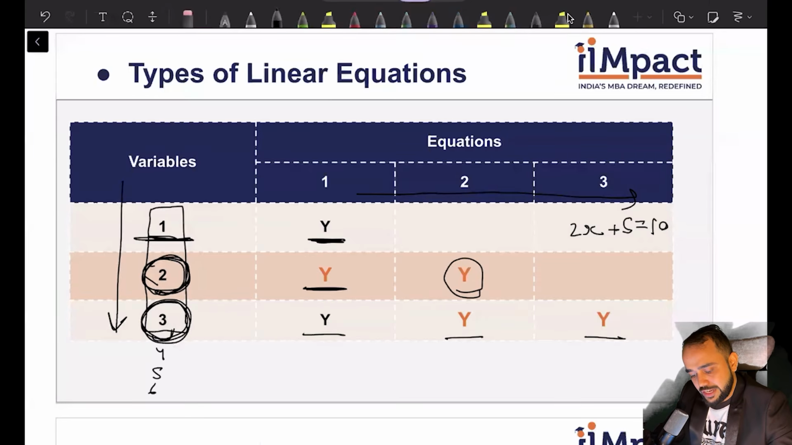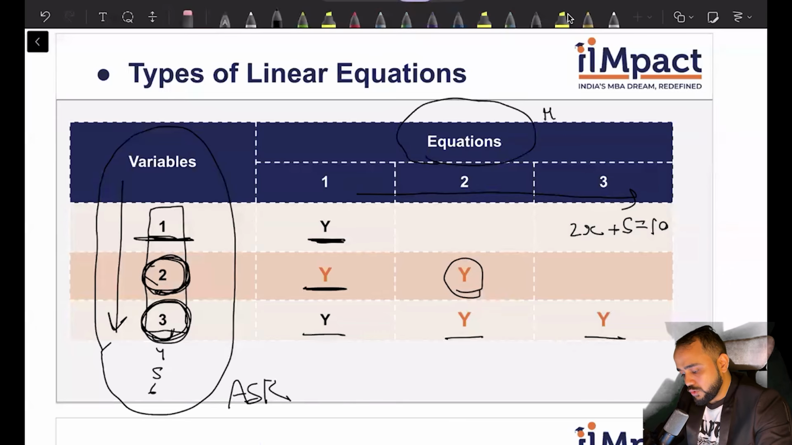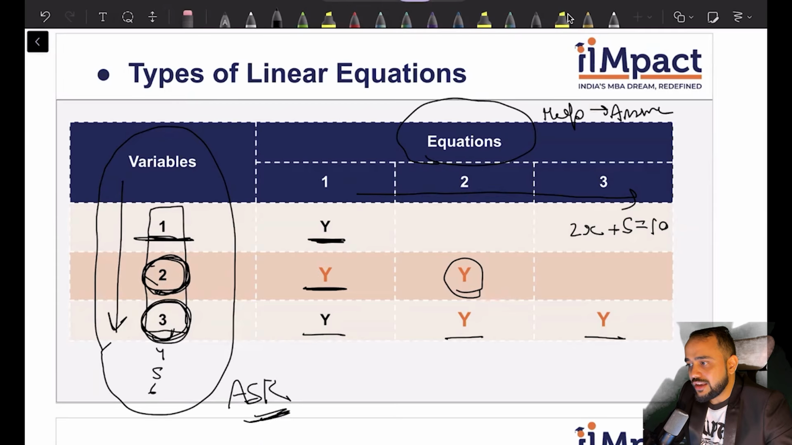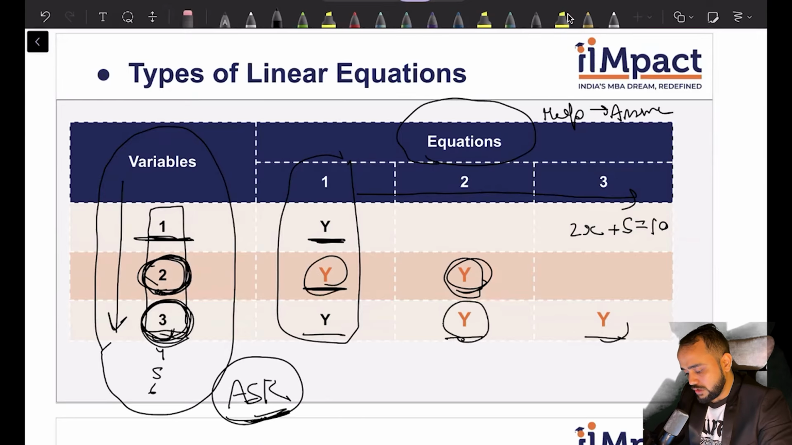Think of it like this: variable is something that you have to solve for. This is the ask. The equations are something that will help you to solve this. The equation is the answer to whatever is being asked. So if the help is lower than what is being asked, it becomes much more difficult to answer. So in CAT, to summarize, you should expect two variables, one equation, two equations, or three variables, two equations or three equations.